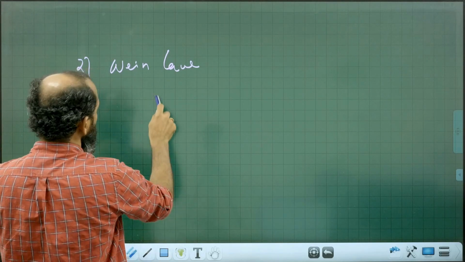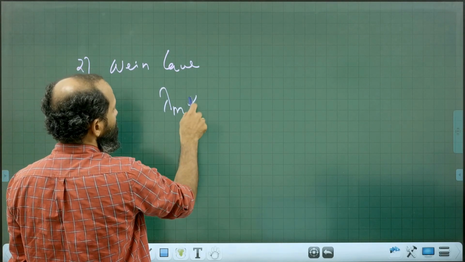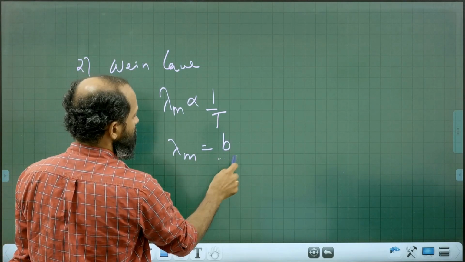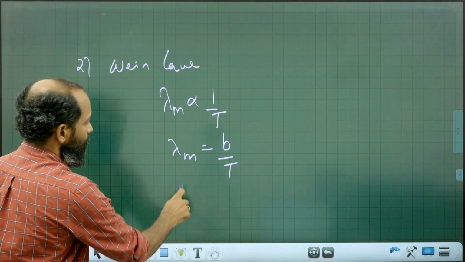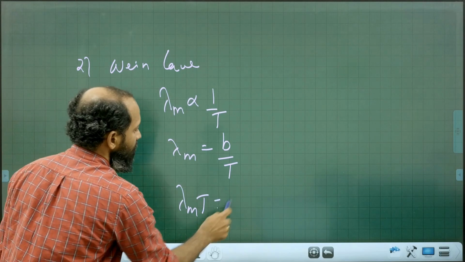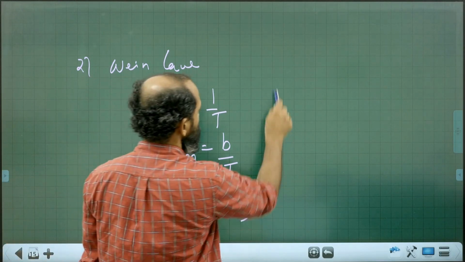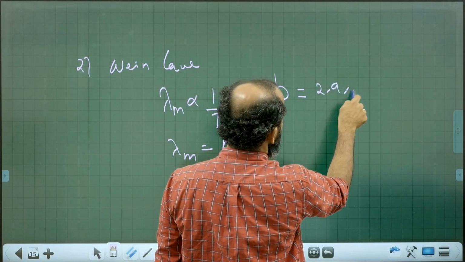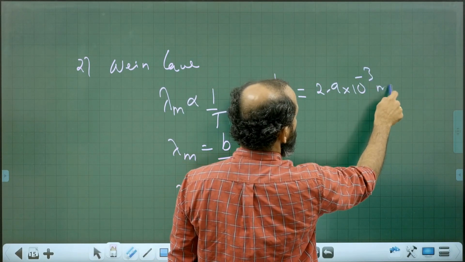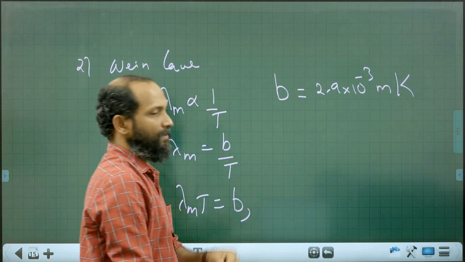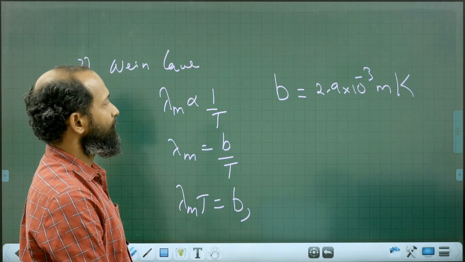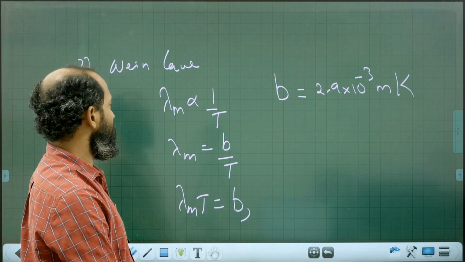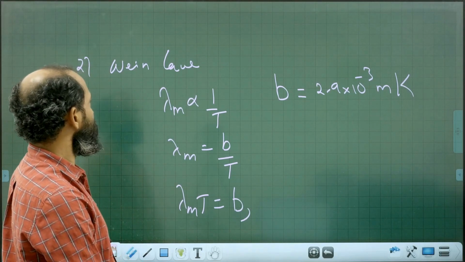It states that lambda m is proportional to 1 by T, lambda m is equal to a constant by T, or lambda m into T equals a constant called Wien's constant. The value is 2.9 into 10 power minus 3, unit meter Kelvin. Wien's constant unit is meter Kelvin. So dimension is L K, K for Kelvin, L for meter. Wien's law.